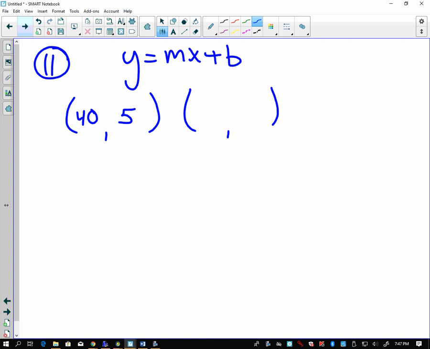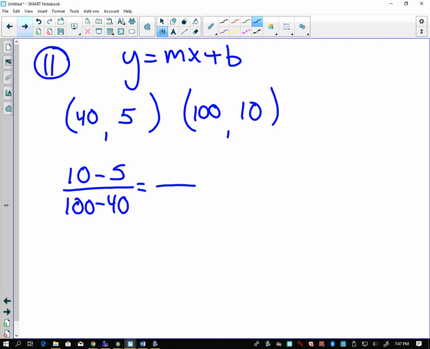Another coordinate that would be handy to use, let's see, looks like it's going by 20s across the x-axis, so it looks like 100 for the x value, and it goes up to 10. All right, so first thing I'm going to do is get the slope, so y2 minus y1, so that would be 10 minus 5 over 100 minus 40. That's going to give me 5 over 60, which should reduce to, I believe, 1/12. 5 divided by 60. So that gives me my slope of 1/12.